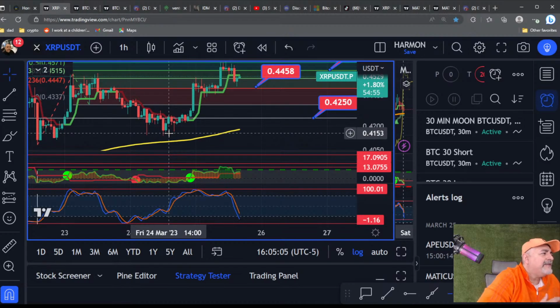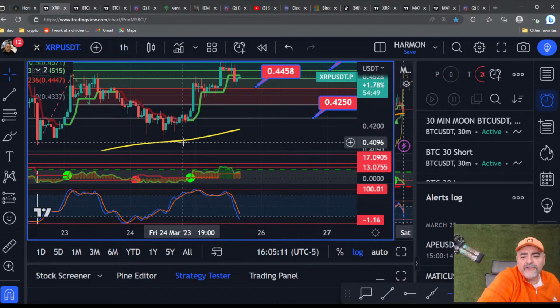Now, a lot of times, guys, who knows what the 200 moving average is? Do you guys know what the 200 moving average is? So right now we're in a long in XRP. The 45.20 is the long on XRP.